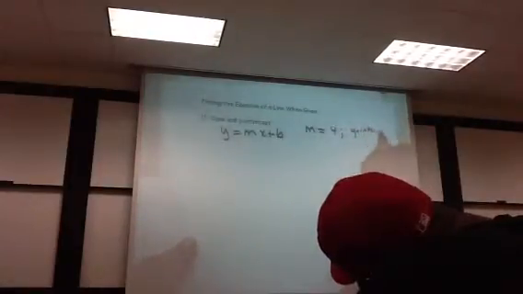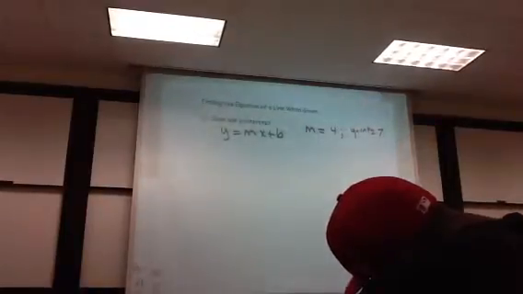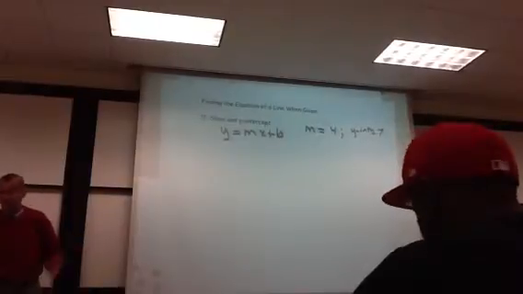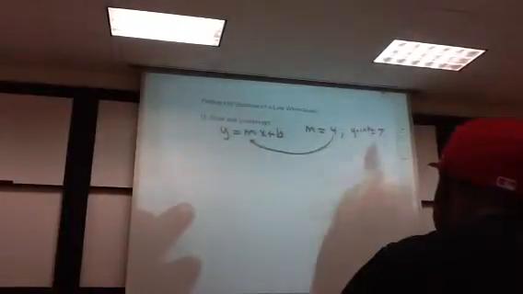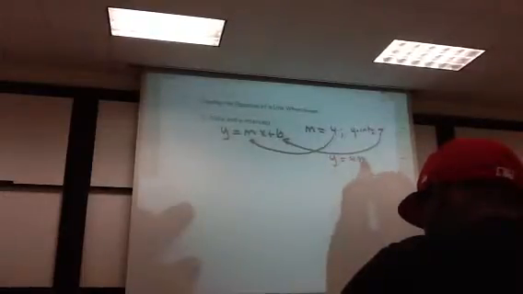All right, let's say the slope is 4, and the y-intercept is 7. Can you tell me the equation of that line? Y equals 4x plus 7, absolutely. So all you have to do is substitute for m right there, and substitute for b right there, and you're finished. Y equals 4x plus 7.